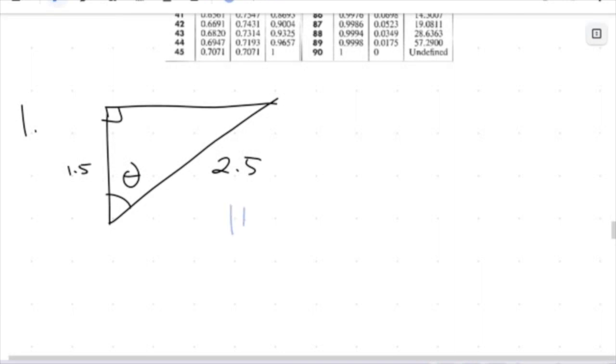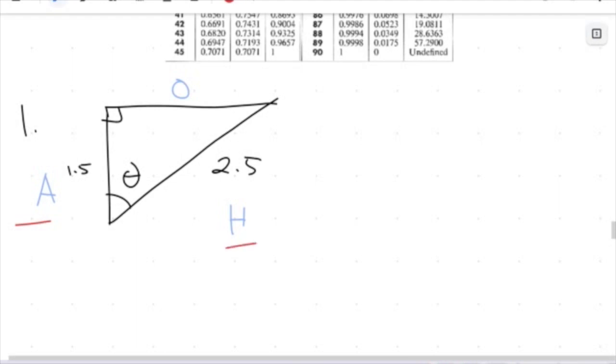So we have our hypotenuse here, that's kind of constant, it's always opposite my right angle here. And the side here, 1.5, that's next to my angle. So another word for next to is adjacent. We've talked about this before. And our final side is the opposite. So here we have an adjacent and hypotenuse given to us.